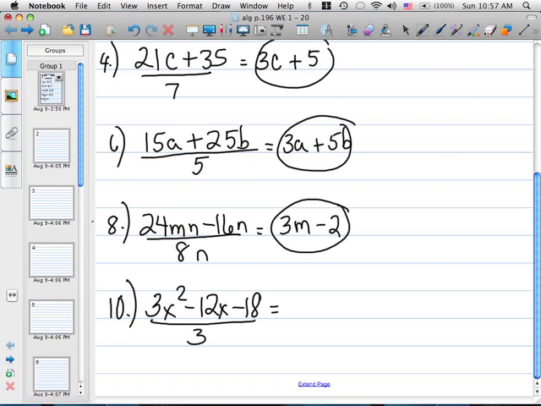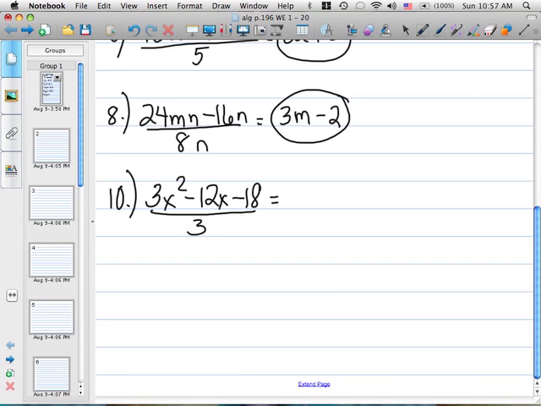Number 10, we have 3x squared minus 12x minus 18, and we're dividing it by 3. 3 terms on top, I'll have 3 terms in my answer. 3 goes into 3 once, and then there's just the x squared. 3 into negative 12 is negative 4, and the x stays there, and 3 into negative 18 is negative 6.